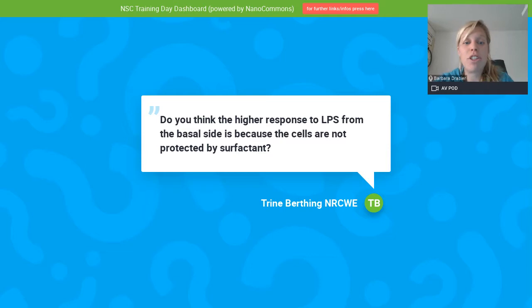Okay, interesting question about the surfactant. It might be, but it's also the fact that it's much more LPS, like the nominal dose is higher. But it might be that surfactants do protect from LPS from the top. It might be. However, I think LPS is quite soluble, so it should also go through the surfactant and come to the cells. I think so.